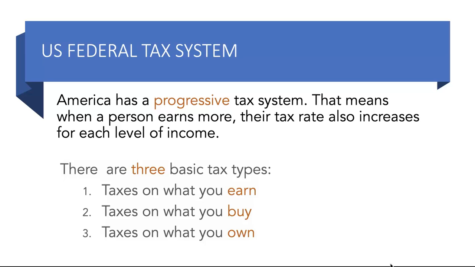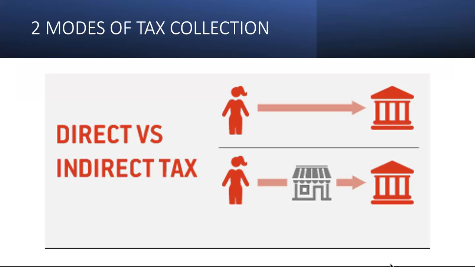Two, on what we consume. When we buy something, we pay taxes on the price of the product or service we buy. It is called sales tax or value-added tax, or VAT, in different countries. The price of the product or service is grossed up by the tax we need to pay, and that amount is paid to the government on our behalf. And third, on what we own. If we own a vehicle or a house or land, we pay property taxes.